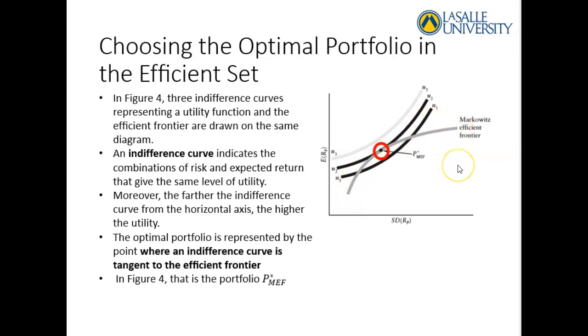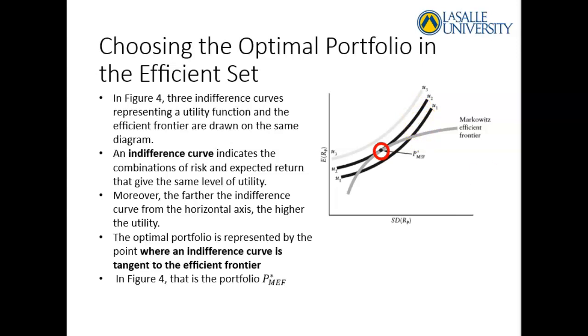An indifference curve indicates the combinations of risk and expected return that give the same level of utility, or in other words, happiness to the investor. Moreover, the farther the indifference curve is from the horizontal axis, the higher the utility. So utility 3 is higher than utility 1, and utility 2 is also higher than utility 1.